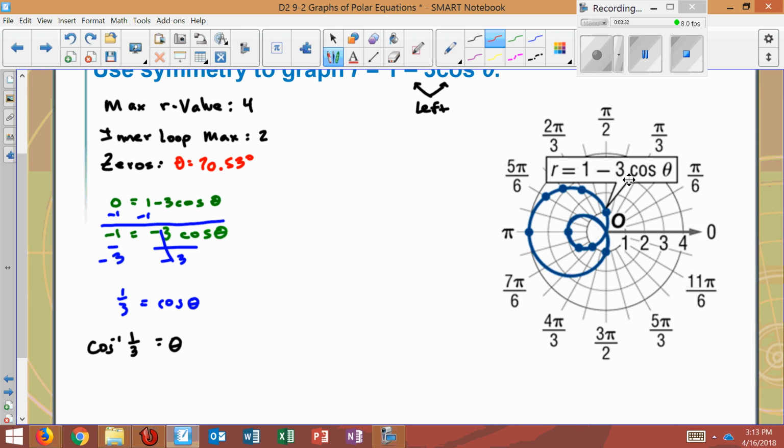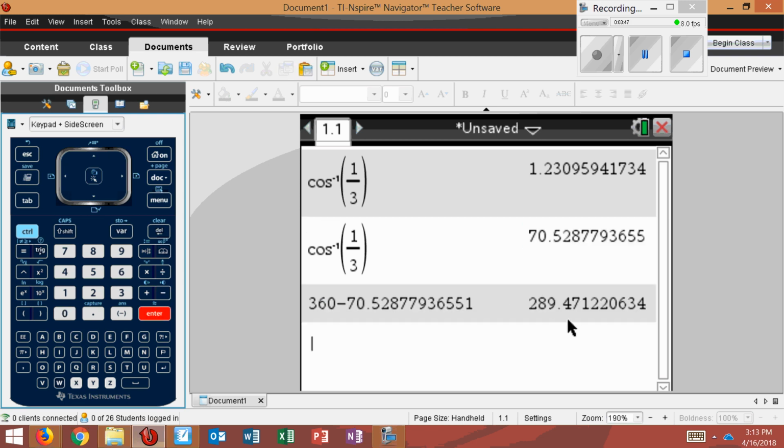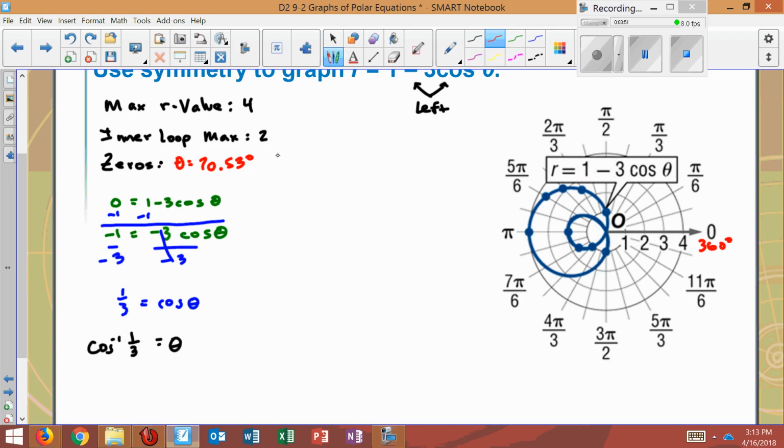So how would you get this one? Well, instead of going up 70 degrees, we go down 70 degrees. Well, going down, you're moving down from 360. So what I'll do to find that exact value is I'll just simply say 360 minus this number there means it's 289.47. That would be my other value.